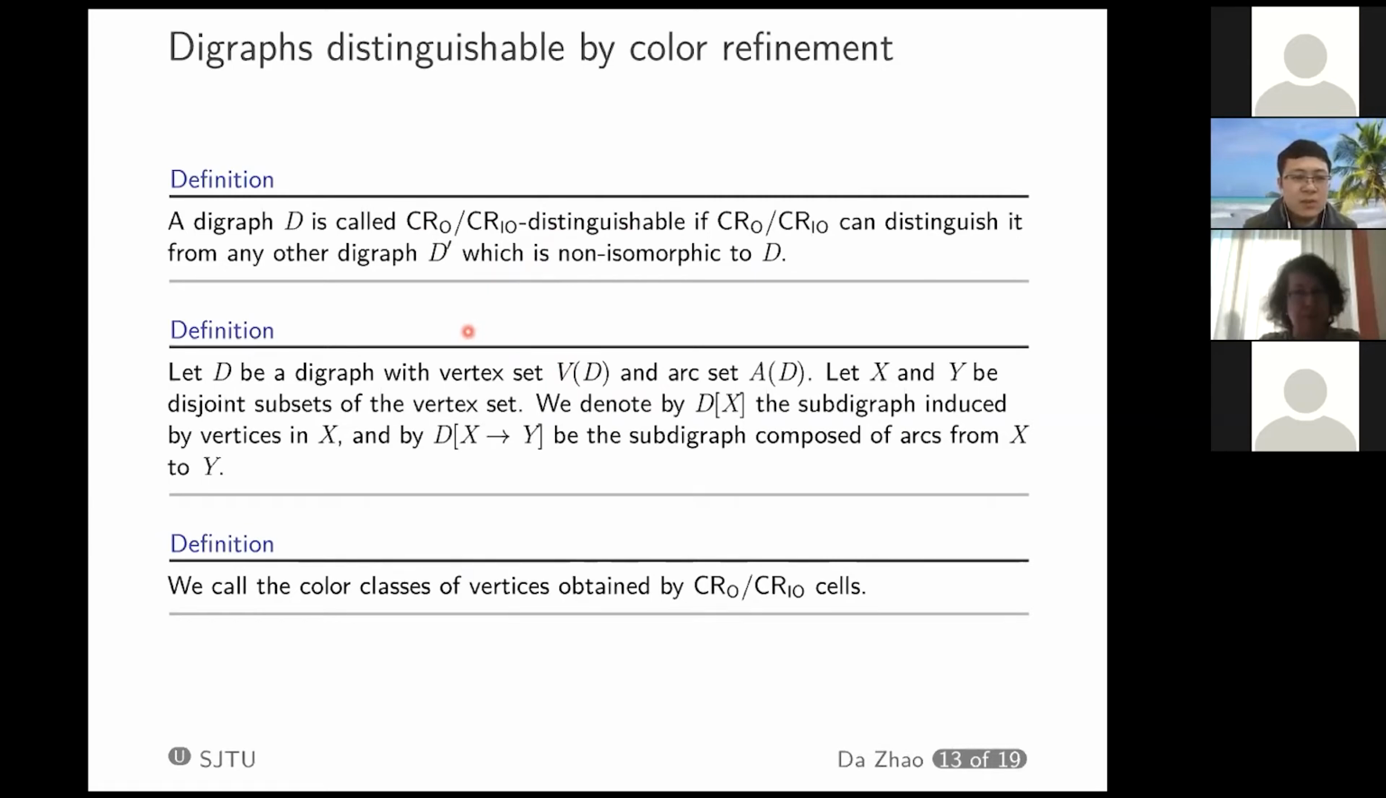And since we need to consider cells and the arcs between cells, we need some notation for the directed graph. If D is a digraph and X is a cell, or you can also say a subset, then the induced subgraph is denoted by D[X], and this one is different. X and Y are disjoint subsets, or you can think of them as cells. Then this notation means that you consider all the arcs from X to Y. You do not consider the arcs from Y to X, and also you do not consider the arcs inside X or Y. We also call those obtained by the stabilization partition, those color classes or vertices, cells.